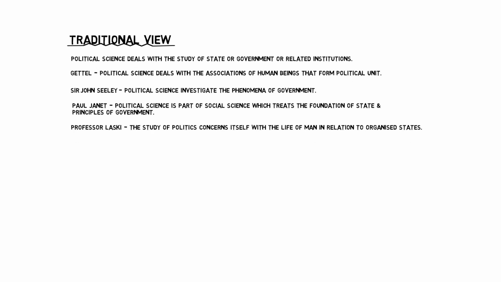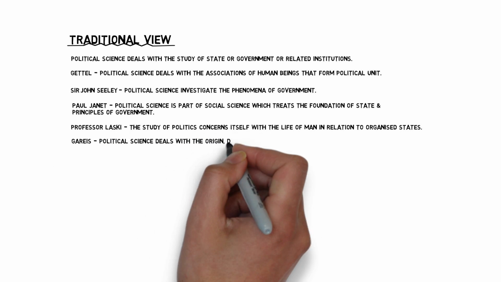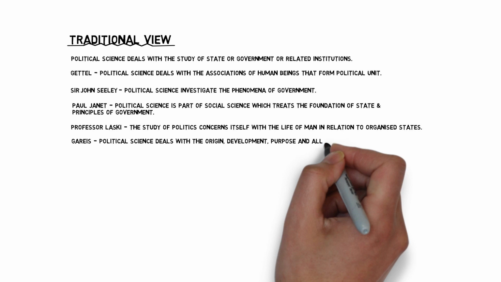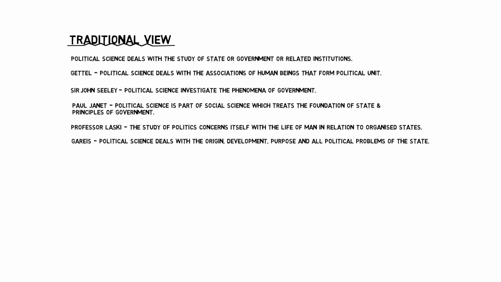Next we have Garris. He says that political science deals with the origin, development, purpose and all political problems of the state. Again, on a very traditional perspective, Garris believes that political science deals with the origin of the state. It deals with the development of the state. It talks about the purpose why the state was formed, and definitely it talks about all the political problems which are part and parcel of society as well as the state.